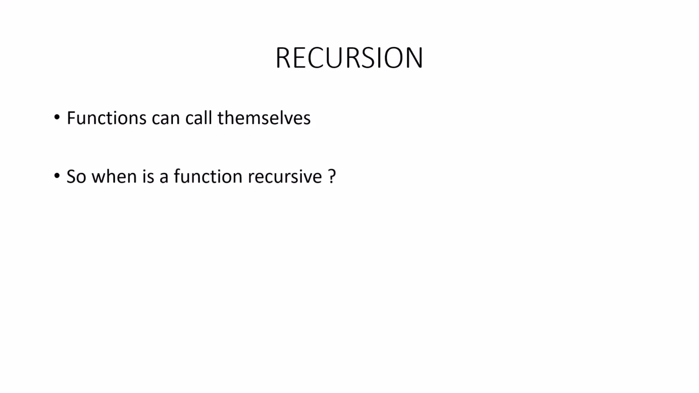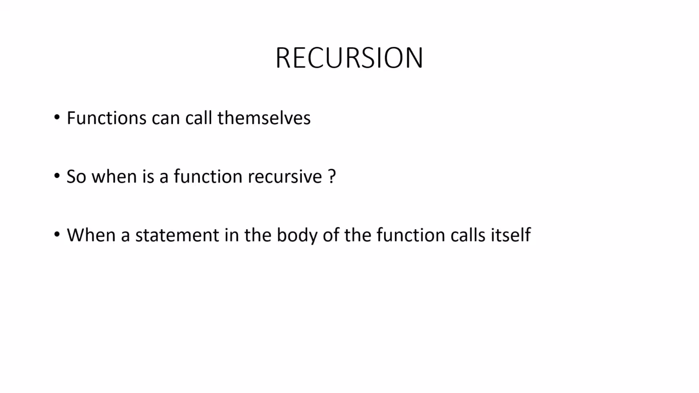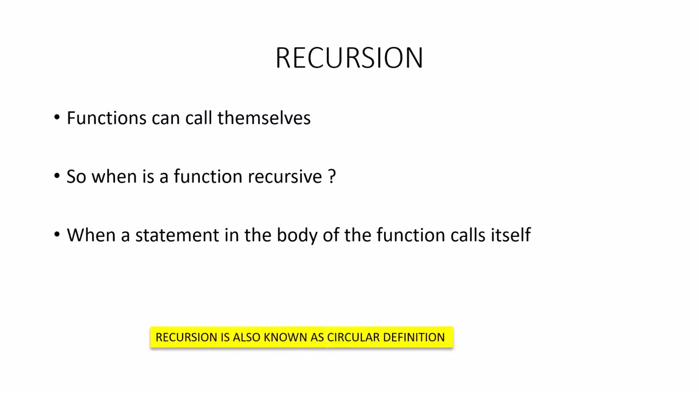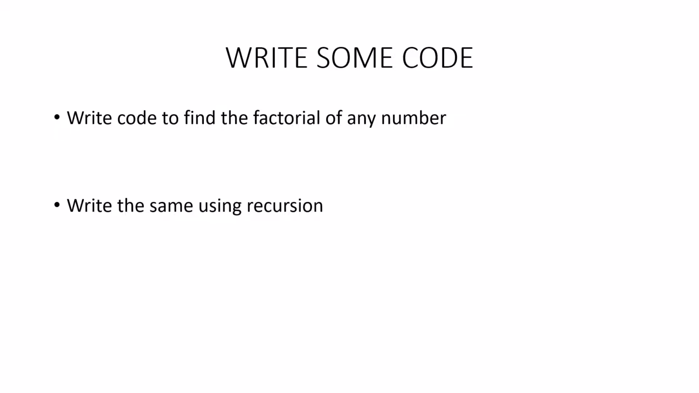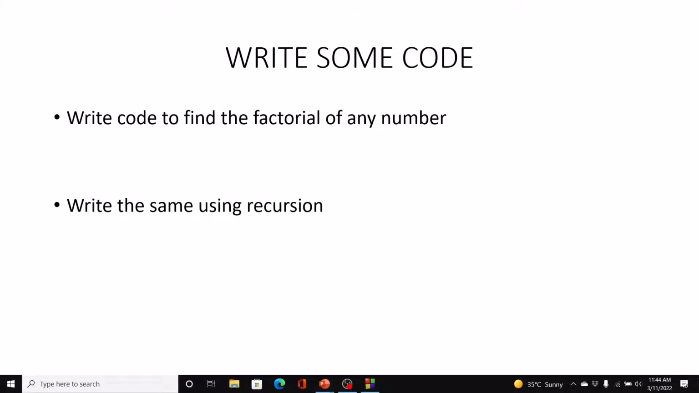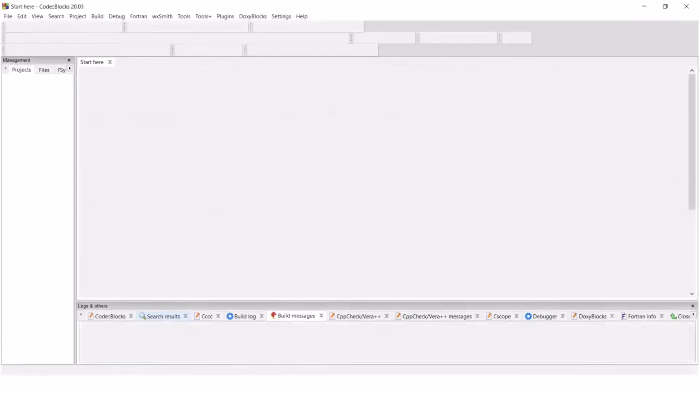What makes recursion possible? It's because functions can call themselves. But when is a function recursive? It's when there is a statement within the body of the function that is calling that function. And because the function is calling itself, recursion is also known as circular definition. The best way to understand recursion is to code. So we're going to write code to find the factorial of a number first without recursion and then using recursion. So let's now go back to code blocks and start a new file.